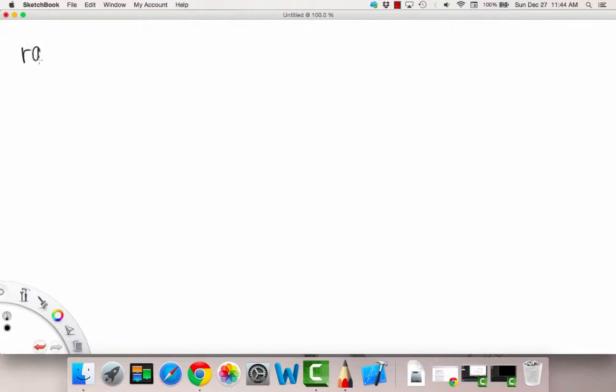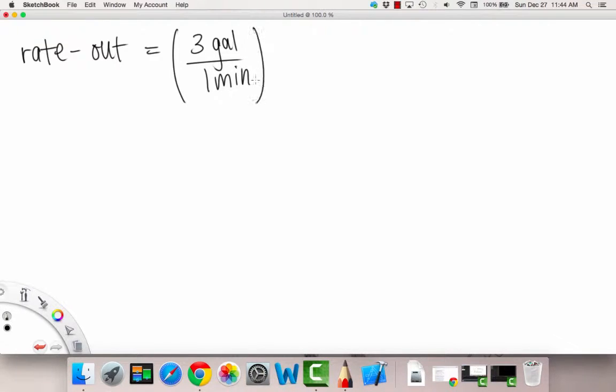So now for rate out, this is a little bit more tricky, right? So rate out is equal to the volume rate going out, so that again would be 3 gallons per 1 minute. But this time the concentration is a little bit trickier, and so this is going to be the sugar content over the total volume in the tank. So this is going to be y of t, which represents the sugar content at any given time, right? So this many pounds per, and our total volume in the tank is 100 gallons at any given time.